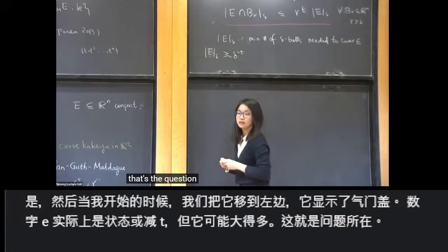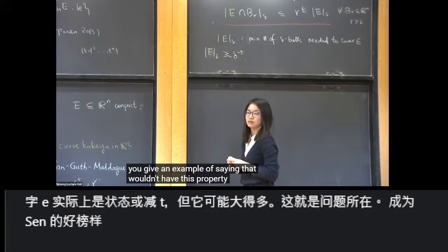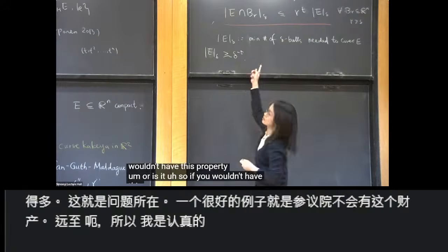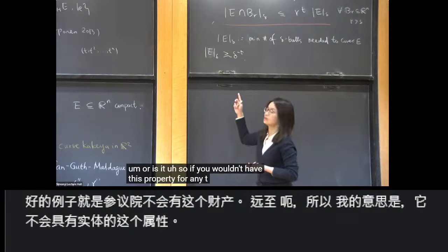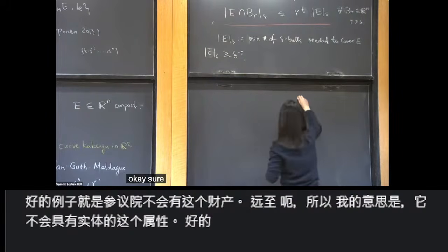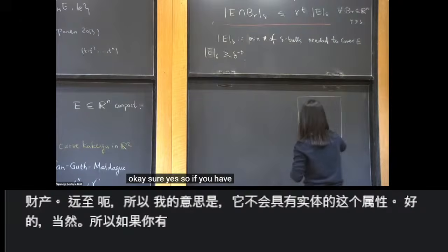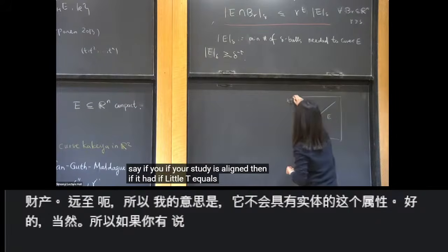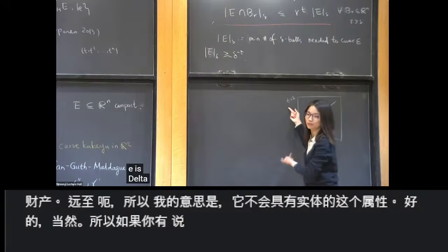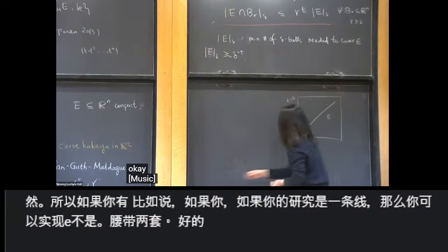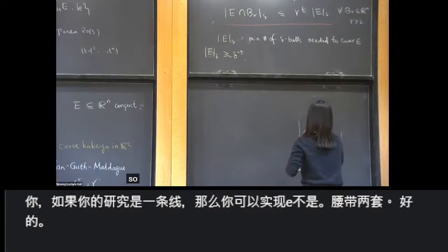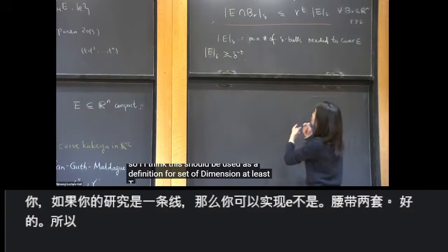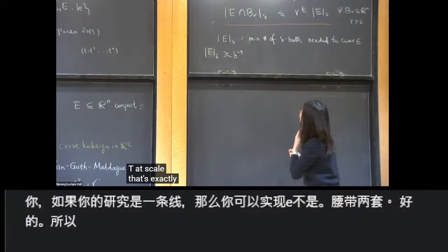Can you give an example of a set that wouldn't have this property? You mean wouldn't have this property for any t, or for a fixed t? Okay, sure. If your set E is a line, and you take t equals 2, then E is not a delta-2 set. That's a good question. So I think this should be used as a definition for a set of dimension at least t at scale delta, not exactly t. Okay.